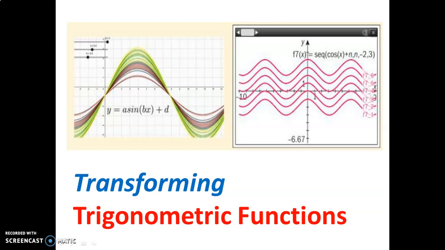Hello, welcome to your lesson on transforming trigonometric functions. As you may remember, transformations are things we do to mathematically change equations, resulting in functions that change when graphed. They either move or they get dilated, compressed, or expanded, or perhaps even reflected.